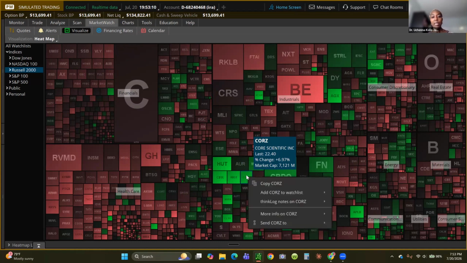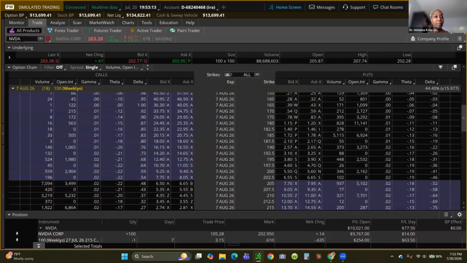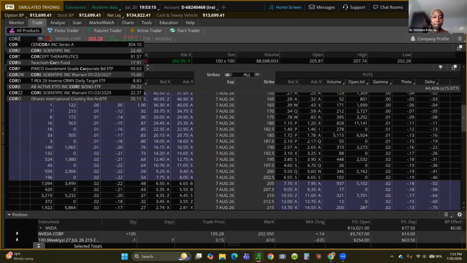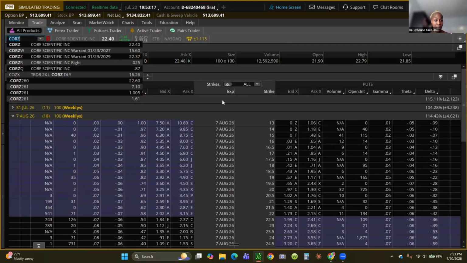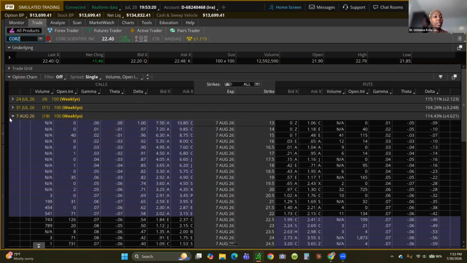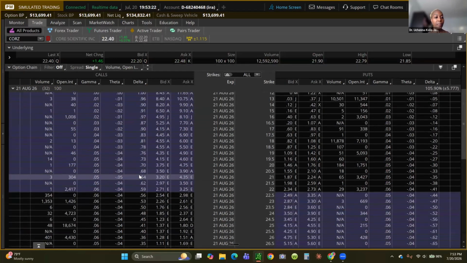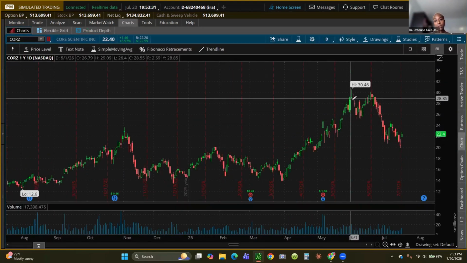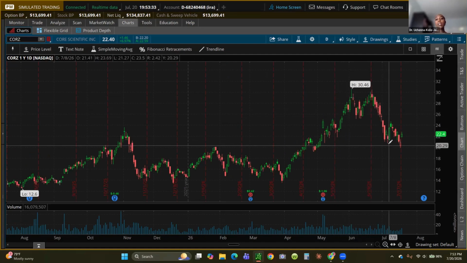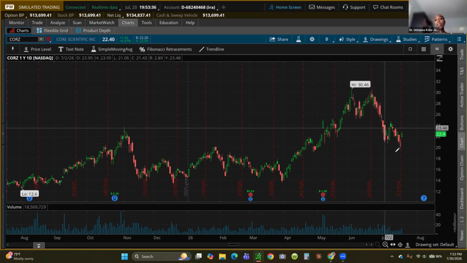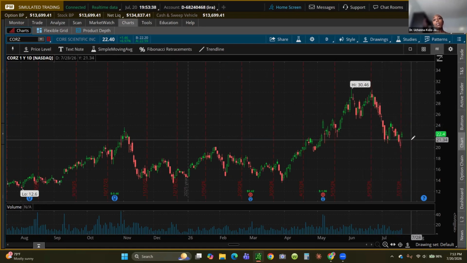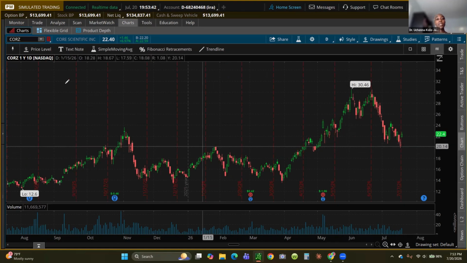Let's see what that is. CORZ. Just because it's cheap doesn't mean it's good. And I could tell you right off the jump, I'm not liking this open interest. Well, it does fit our criteria. It's $22 a share. Let's look at the chart. Okay. So it had a major sell-off. Right now, this stock is going down. The only thing I'm putting on this is something bearish. Okay? I'm not putting any bullish on this.